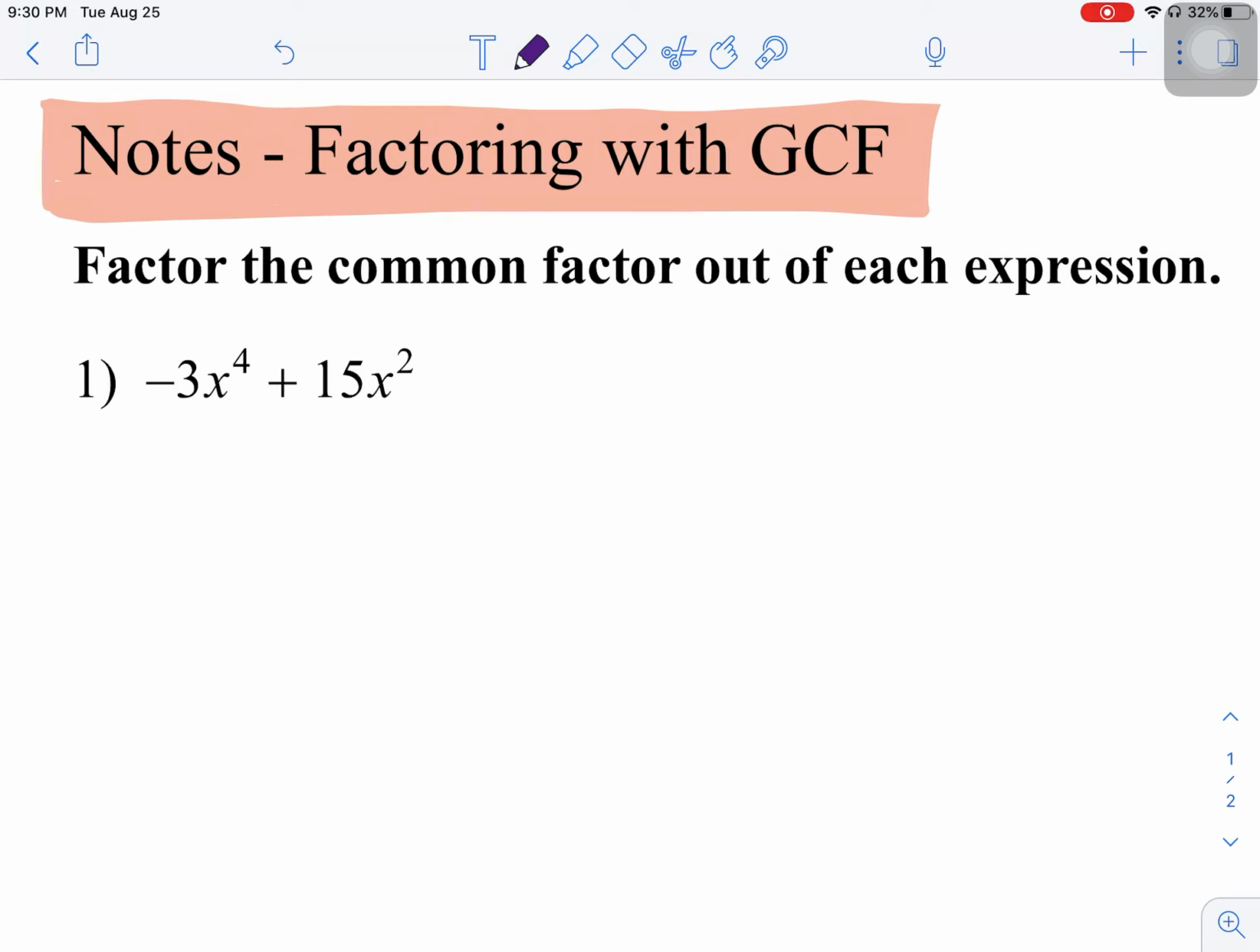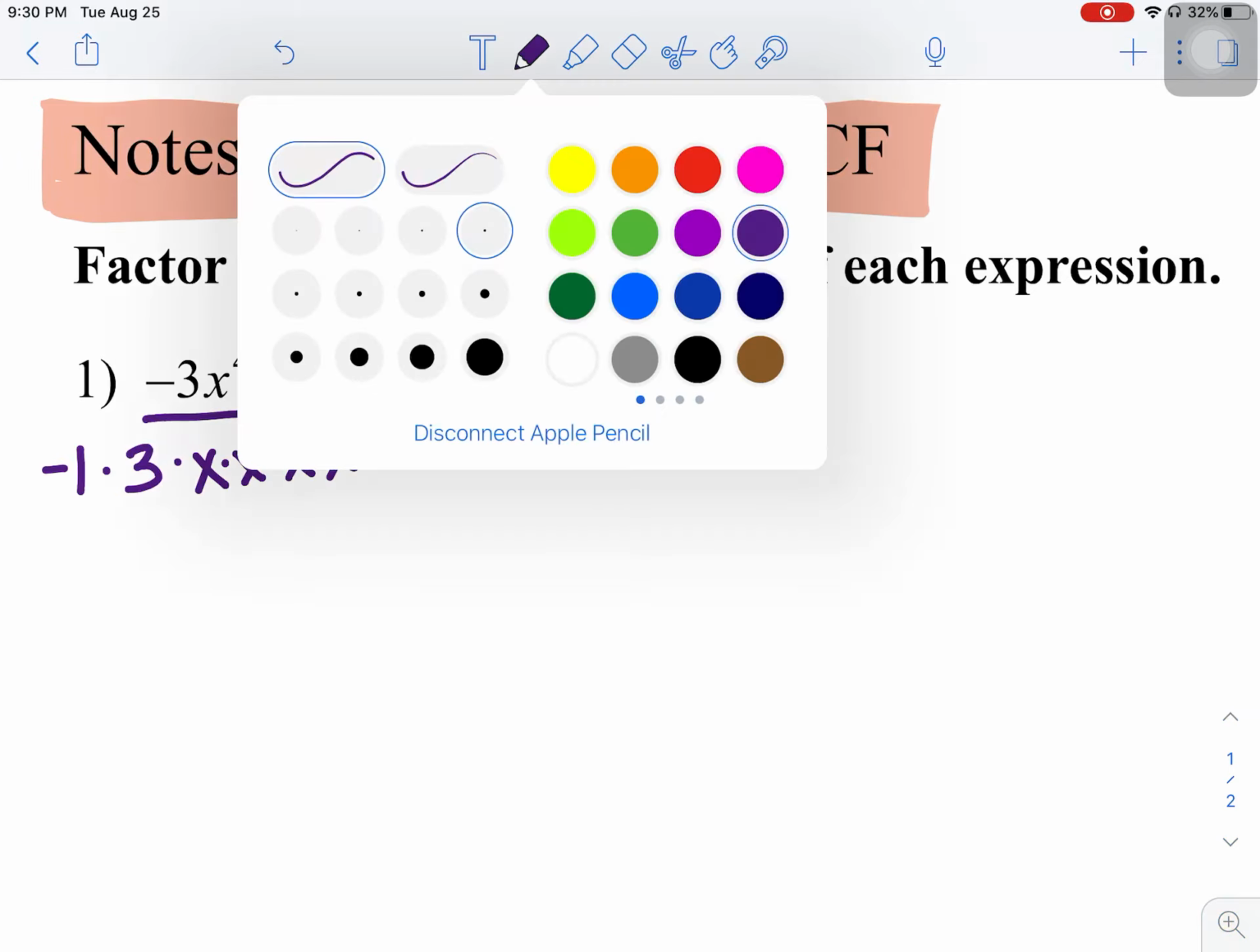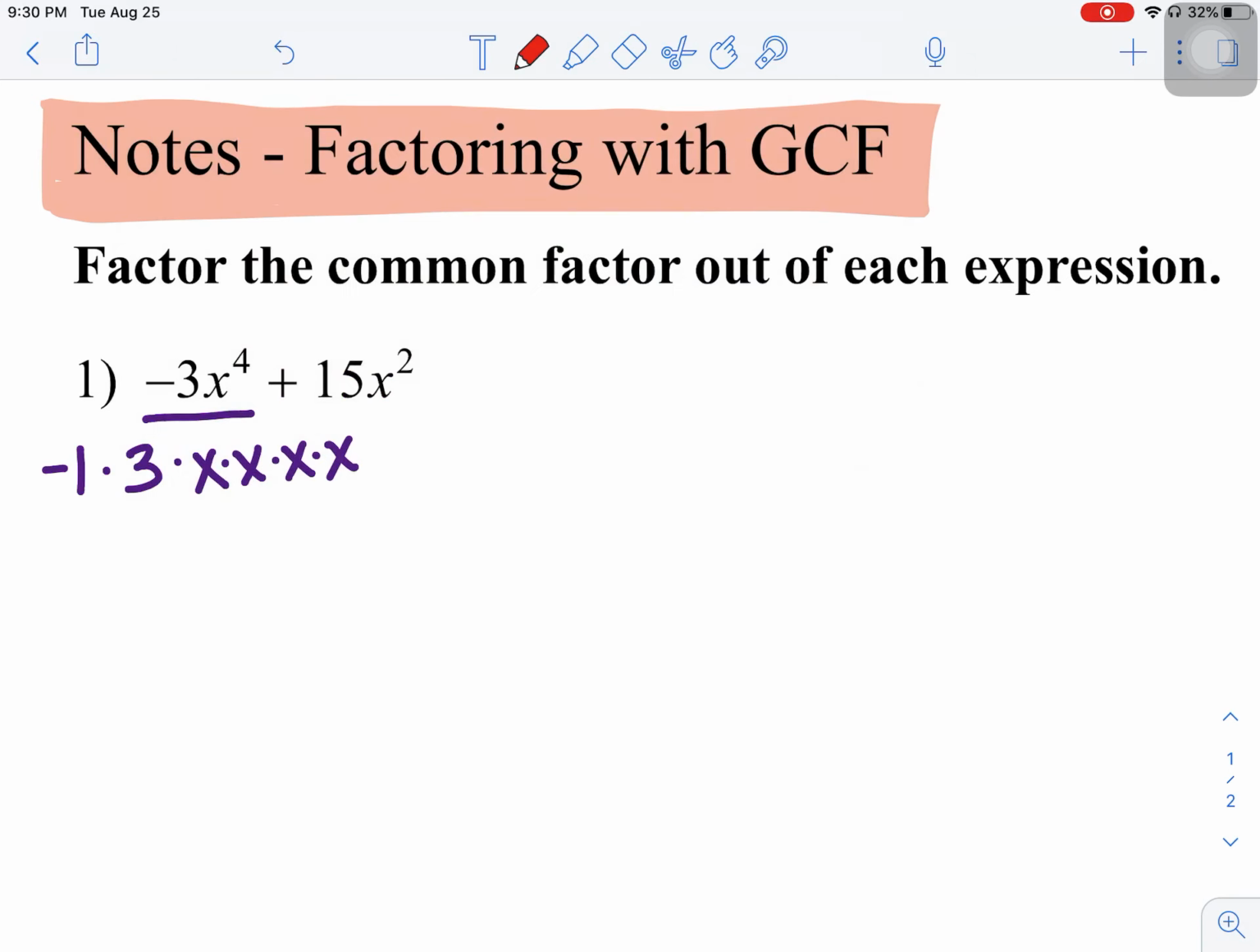So if I look at just this first term here, I know I have negative 1 times 3, okay? I've got x to the fourth, which means I've got 1, 2, 3, 4 x's. So that's the first term. Then if I look at the second term, and I'm going to pop a different color up here, let's go red. My second term is a positive 15x squared.